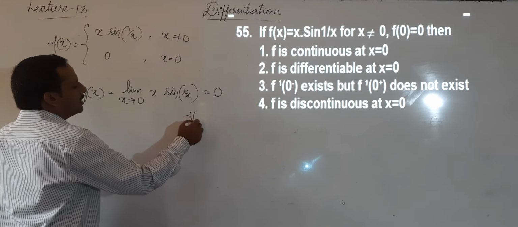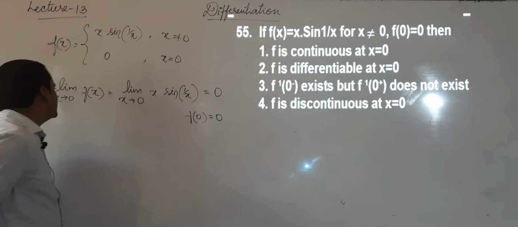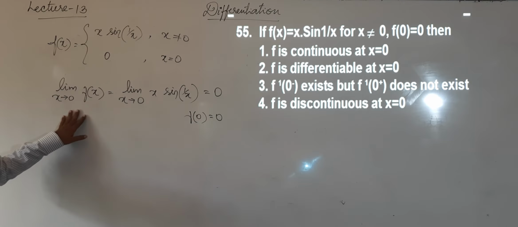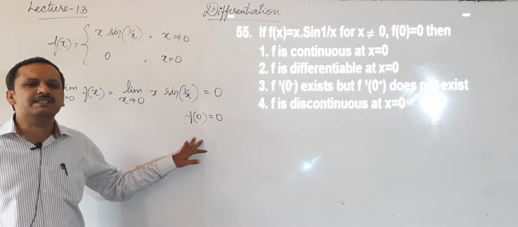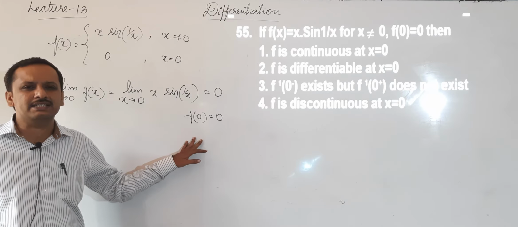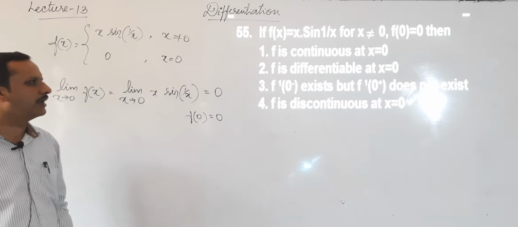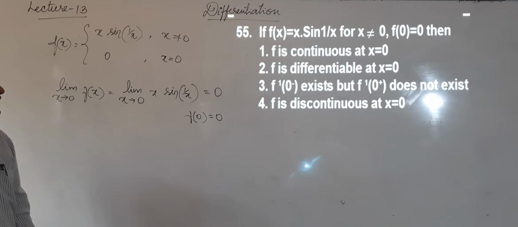What about f of 0? F of 0 is also equal to 0. So limit x tends to 0, f of x is equal to f of 0. Hence f of x is continuous at x equal to 0.